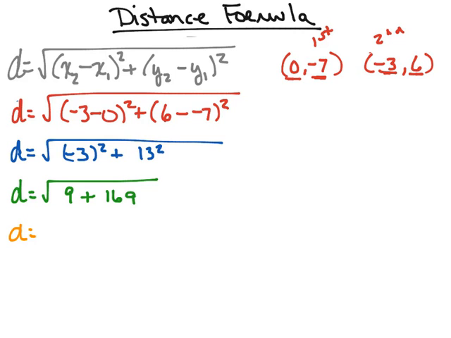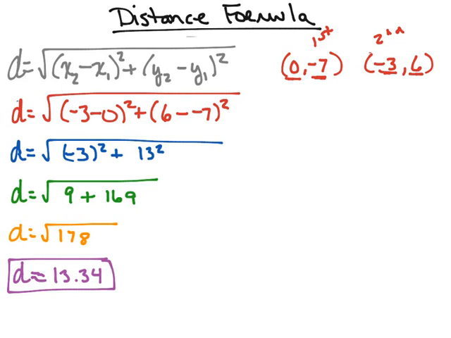Now let's add those two numbers together. 9 plus 169 is going to be 178. And finally, if I take the square root of 178, that's going to be approximately 13.34. So again, that simply means that the distance between the points 0, negative 7 and negative 3, positive 6 would be a distance of 13.34.